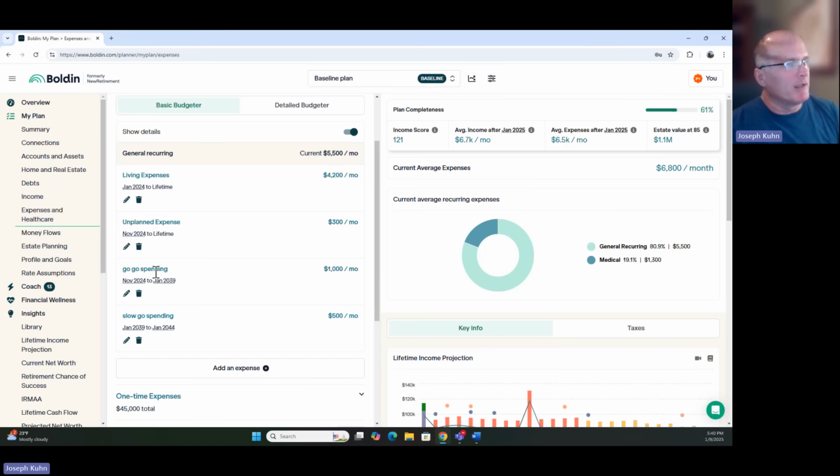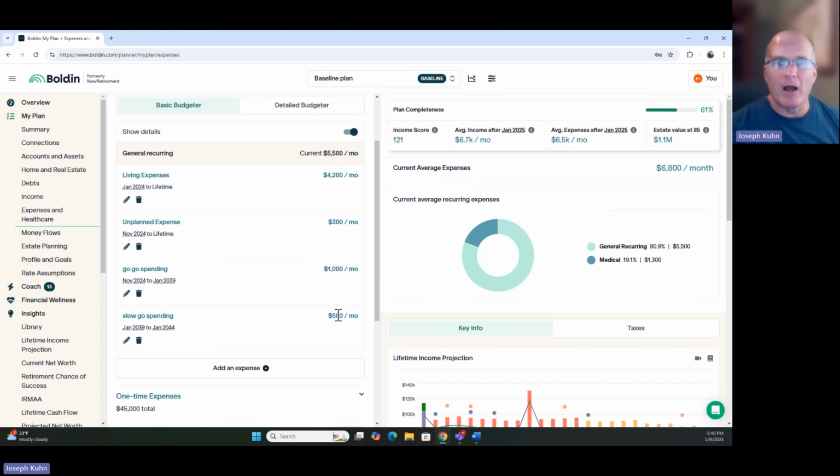But go-go spending, that's, hey, we're going to retire at 63, 64. I want to spend extra money on some fun things. I got $1,000 a month in here, $12,000 a year, put in whatever you want. But that go-go spending only goes to 75 for me. So this is 14 more years for this couple, 14 more years. And then that gets cut in half with slow-go spending at 500.